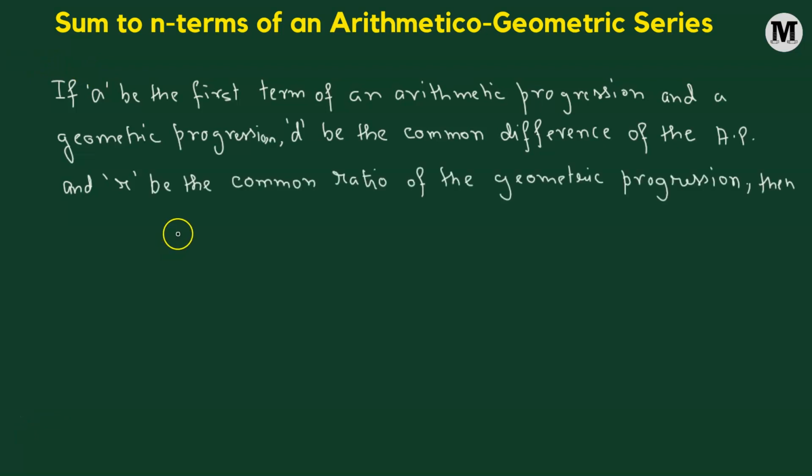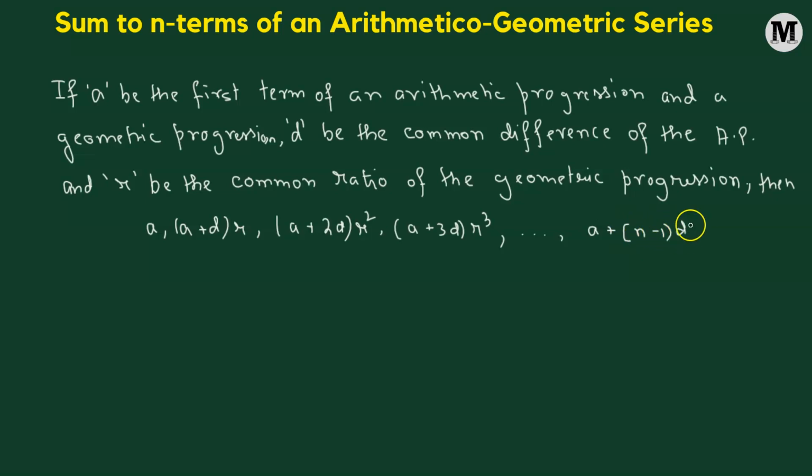Then an arithmetico-geometric sequence is defined as a, which is going to be the first term. Then the second term is going to be (a plus d) multiplied by r. The third term will be (a plus 2d) multiplied by r squared. Then the fourth term will be (a plus 3d) multiplied by r raised to the power of 3. So this is going to go on all the way up to the nth term, (a plus (n minus 1) times d) multiplied by r raised to the power of n minus 1. So this is an arithmetico-geometric sequence.